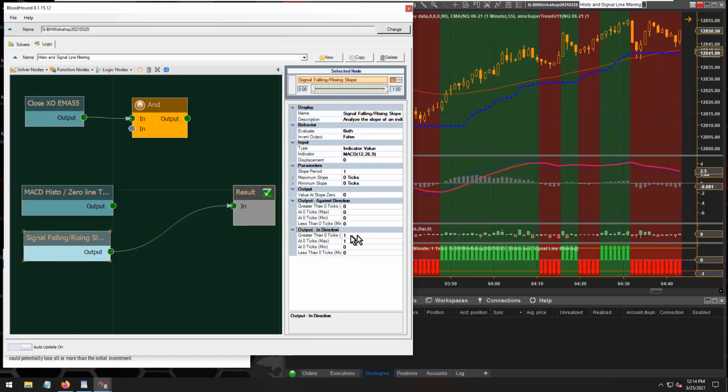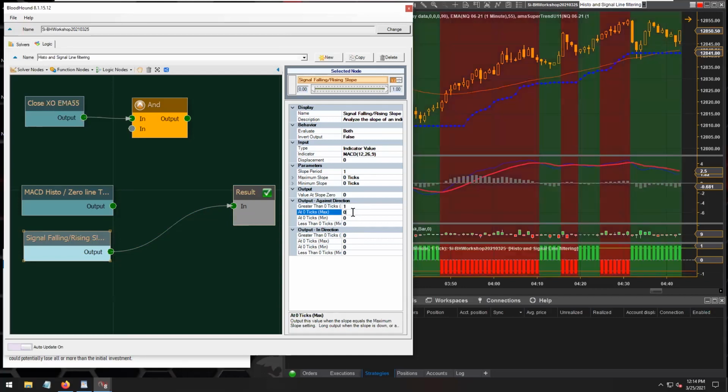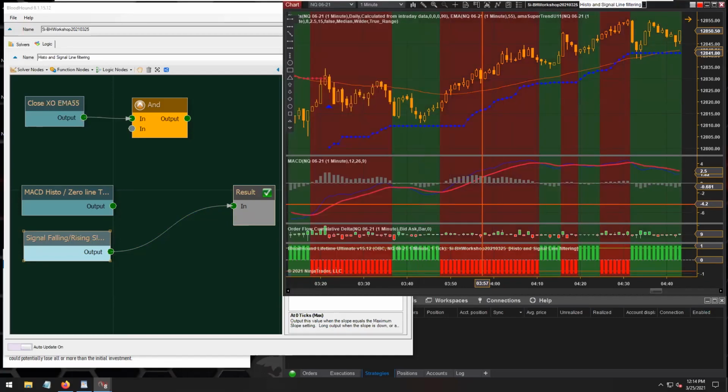So, right, we can see that the output in direction is on by default. So we're going to turn that off. And what we want is an output against the direction. Right, so there we go. So we just basically reversed the outputs. So now when the signal line is rising, we're getting a short, and when it's falling, we're getting a long output.